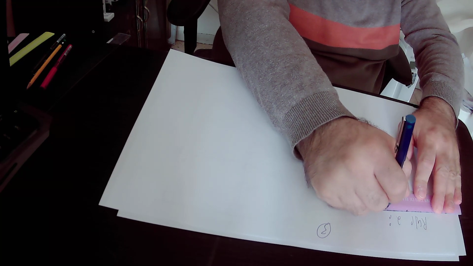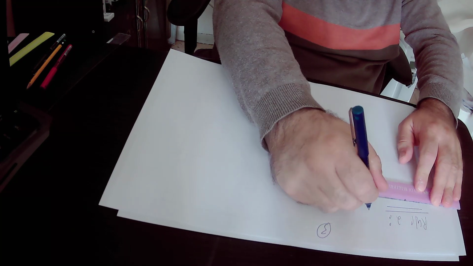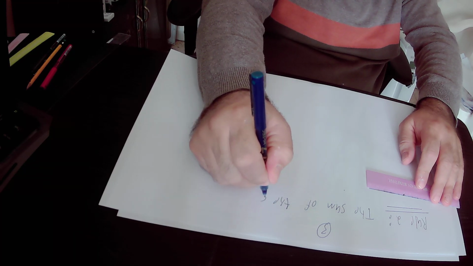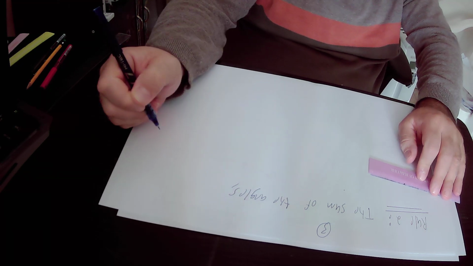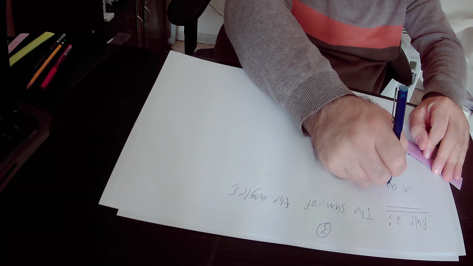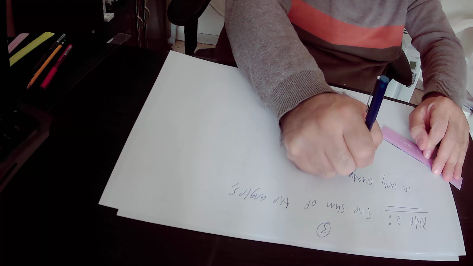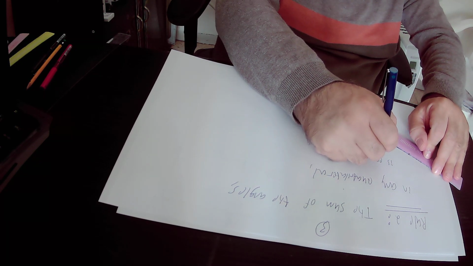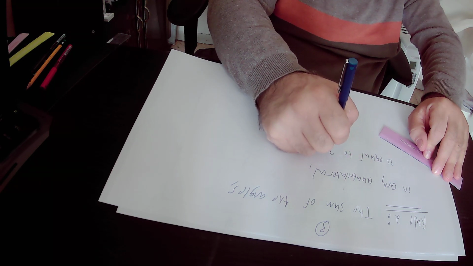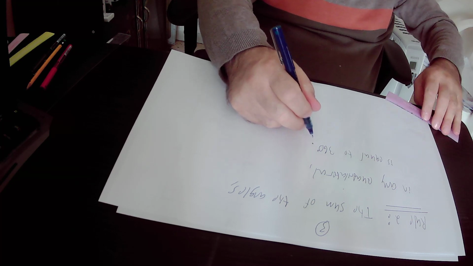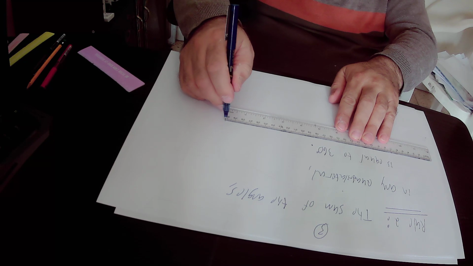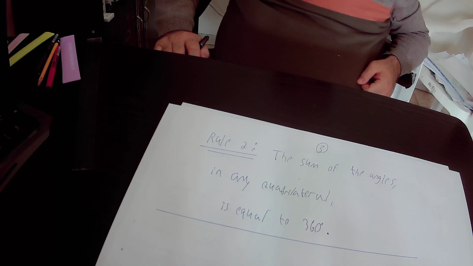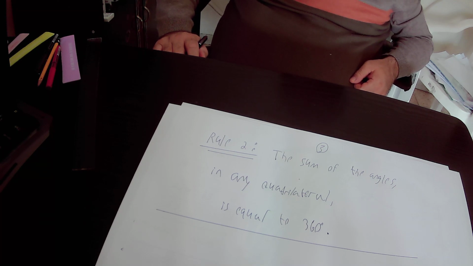According to rule number 2, the sum of the angles in any quadrilateral is equal to 360 degrees. So I will read rule number 2 again. According to rule number 2, the sum of the angles in any quadrilateral is equal to 360 degrees.